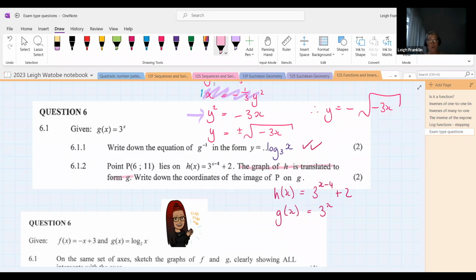Okay, so not the other way around. We're not going from G to H. We're going from H to G. Okay, so H is our starting point and G is our ending point. Did we really move 4 units to the right?